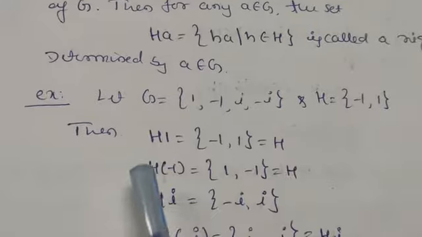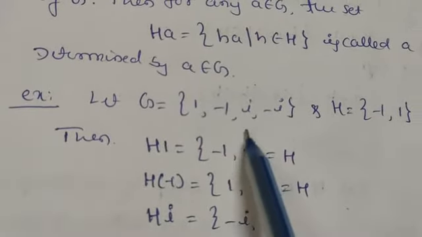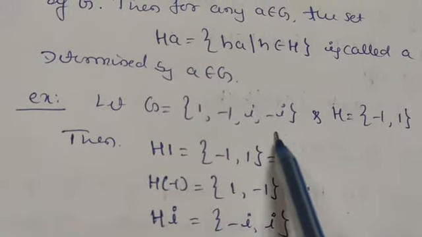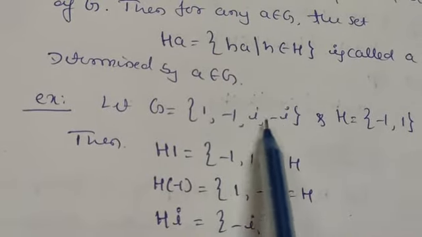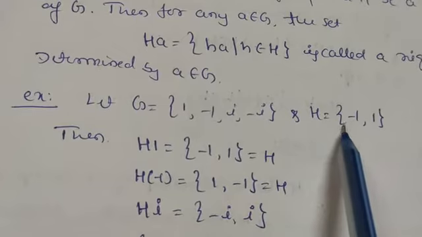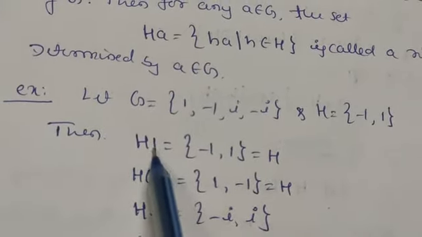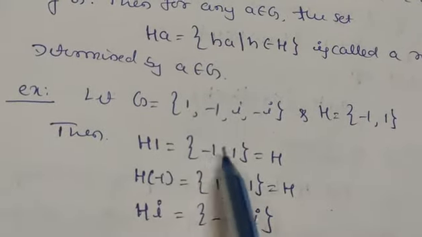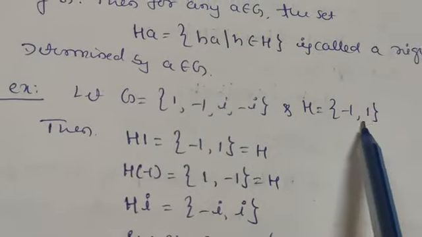For example, let us take a group G = {1, -1, i, -i}. We know this is a multiplicative group, the multiplicative group of 4th roots of unity, and H is a subset, let us take H = {-1, 1}. Then H1 means you have to multiply all the elements with 1. H1 is equal to what here? {-1, 1} only. It is nothing but H.